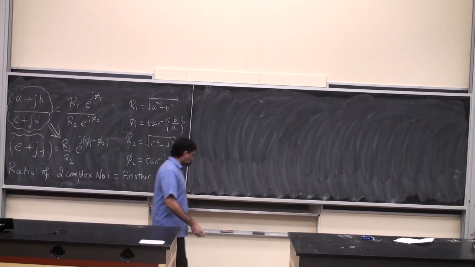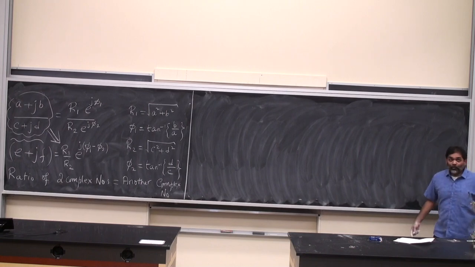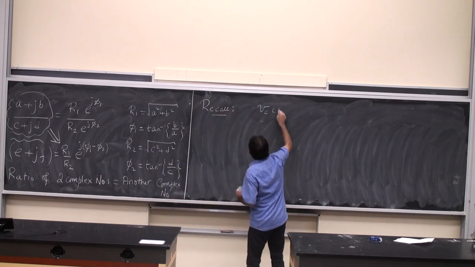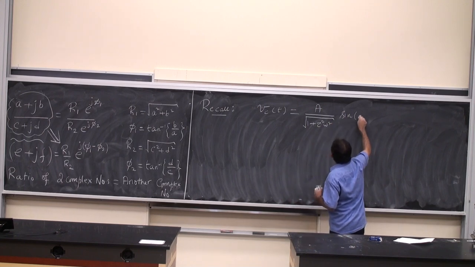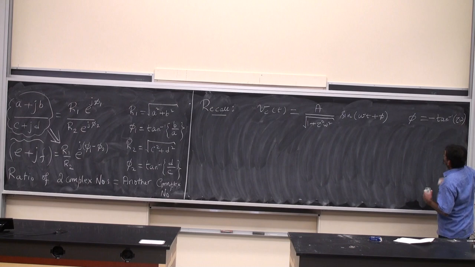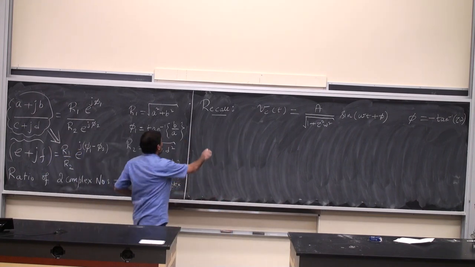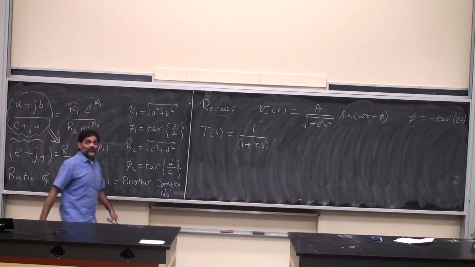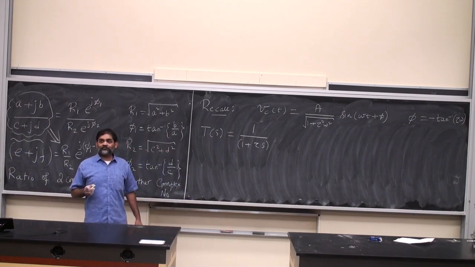Where are we going? Now I go back to my solution. Okay, so recall C of t. Okay, this was the solution that we had. Look at the transfer function. This was the transfer function we had. Do the following substitution. Substitute S is equal to J times omega. Okay? Substitute.